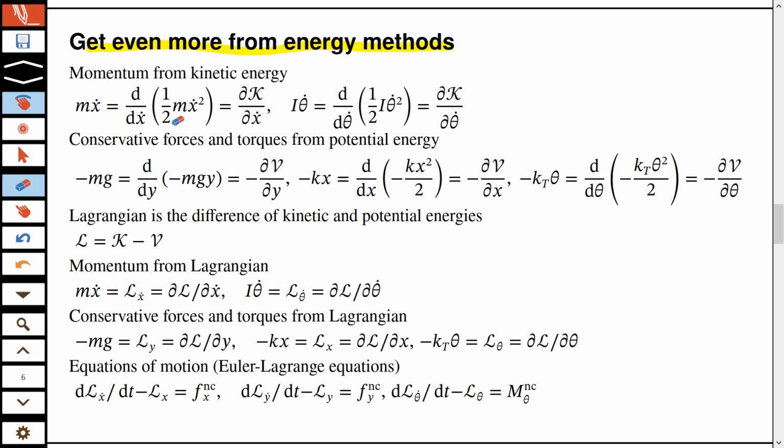Similarly, if you want the angular momentum, then you have to differentiate the angular kinetic energy, and that again is the partial derivative with respect to theta dot, because K has both theta dot and x dot in it.